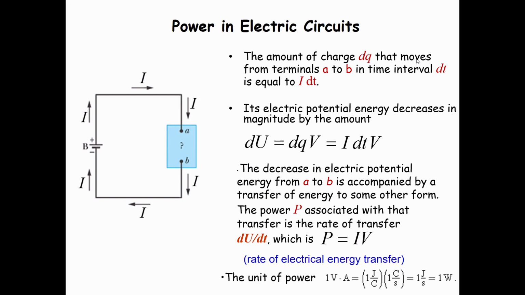So anyhow, the unit of power is volts times amps. You go through this, and it's equal to joules per second, which is watts.